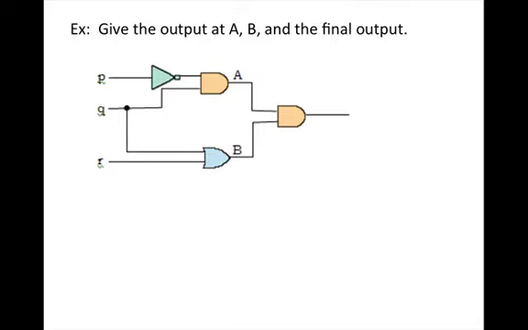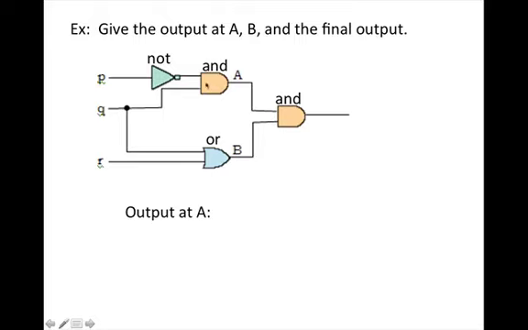In our next example, I have a P, Q, and an R. I have 4 gates, and I want to give the output for A, give the output for B, and give my final output. So let's begin by labeling our gates. I have an AND gate, a NOT gate, an OR gate, and another AND gate. So let's begin with our output for A. A is the output for an AND gate.